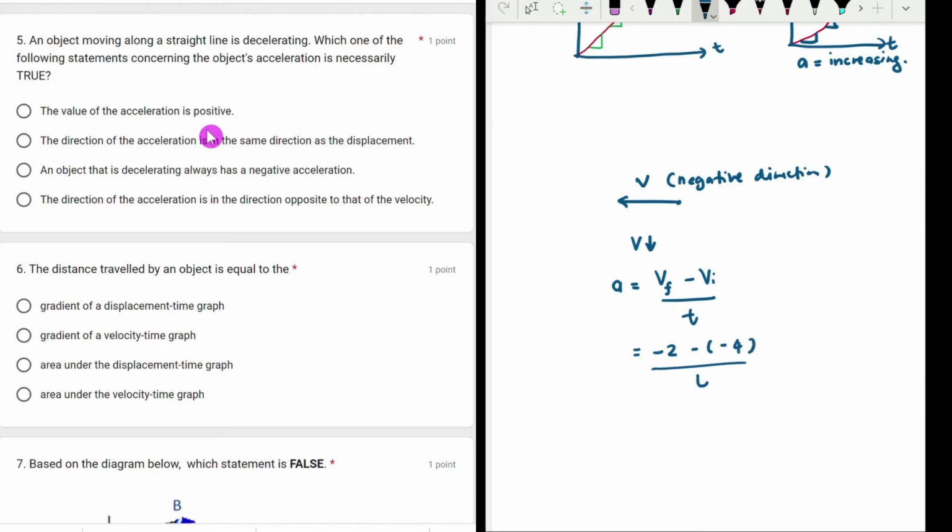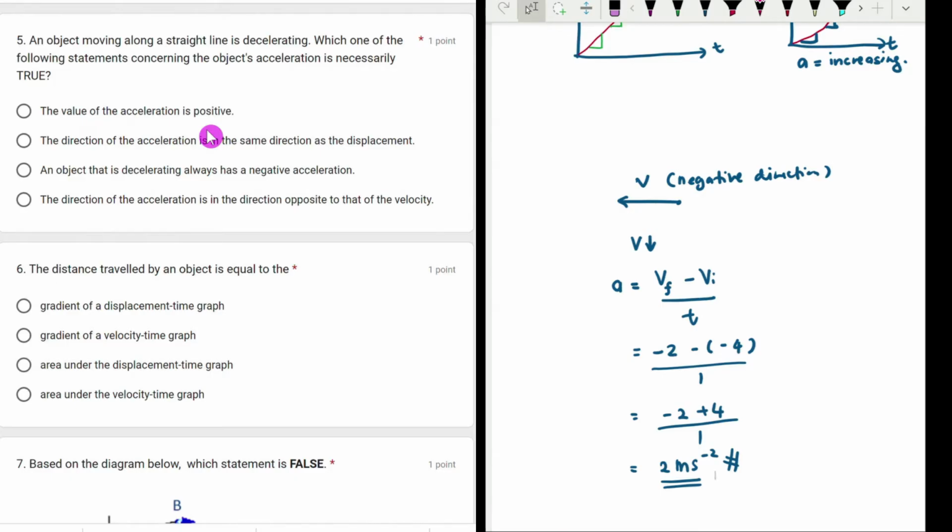So T ni letaklah apa-apa nilai, contohlah 1 second. So dia akan jadi negative 2 plus 4 over 1. So kita akan dapat nilai dia adalah positive 2 meter per second. Jadi untuk soalan ini dia tak cakap objek itu bergerak ke kiri, dia kata just moving along a straight line. So kita biarkan dulu untuk yang pertama.